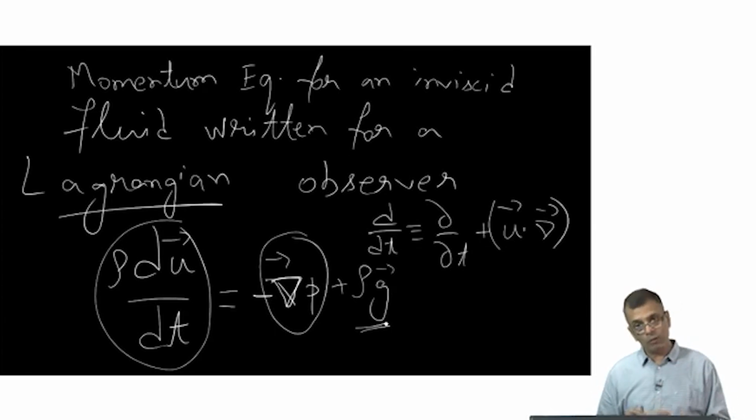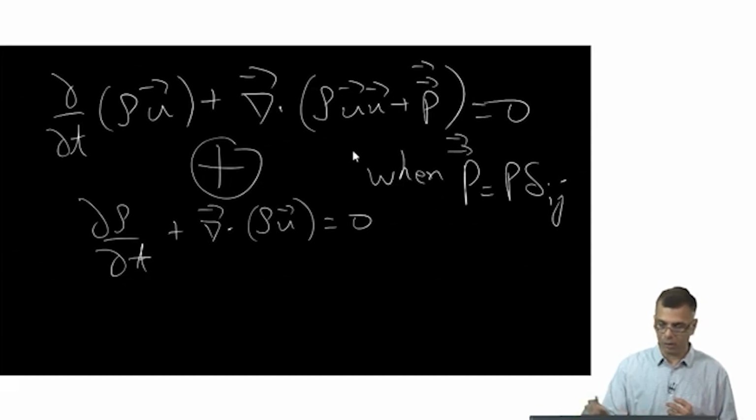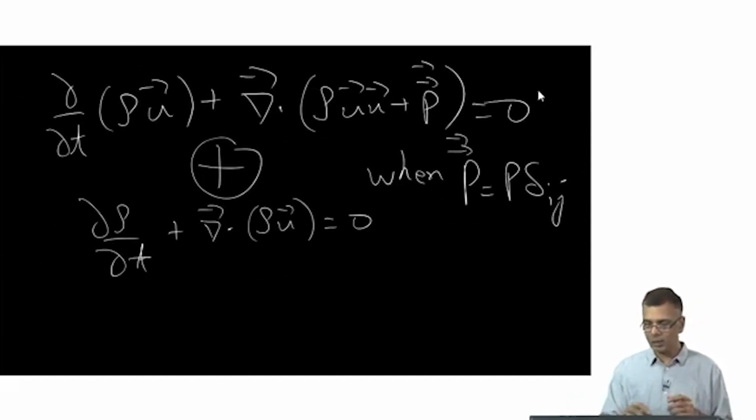But if you want to include viscosity, it's not that intuitively simple. It's better to stick to the formal math. And when you include viscosity, this is the momentum equation, this one on the top. And formally, this is really the Navier-Stokes equation. We will discuss this separately.